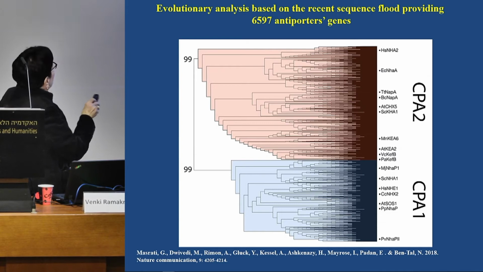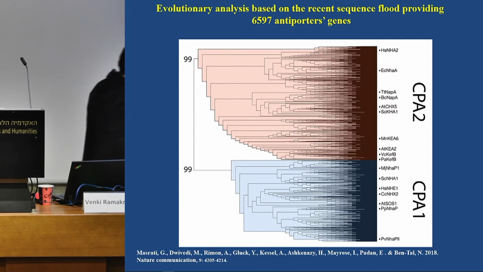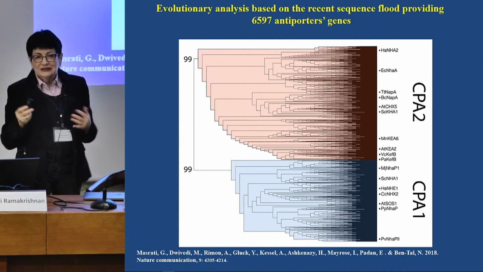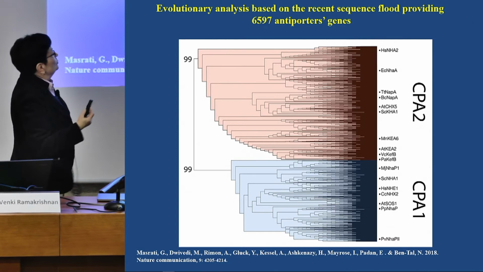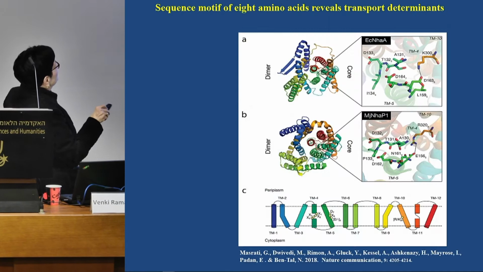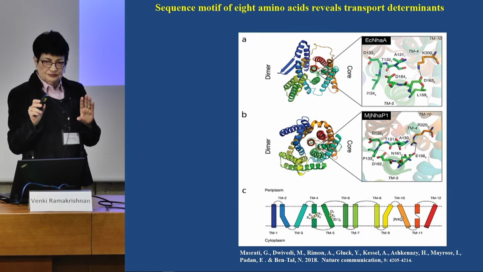And now, as I told you before, at the beginning of the genome project, there were 100 or something. But now there are more than 6,000 sequences of putative sodium proton antiporters. So what they did actually, and I think it's amazing, they found 8 residues, the most conserved residues that really form a motif. And you can see the motif here.